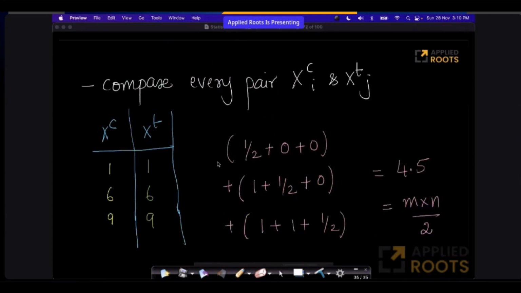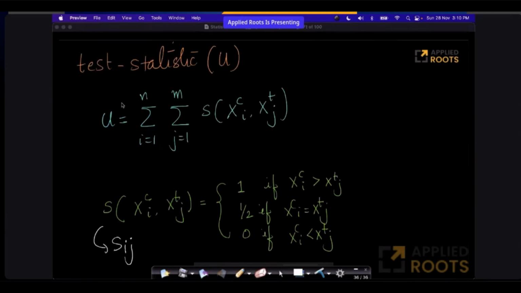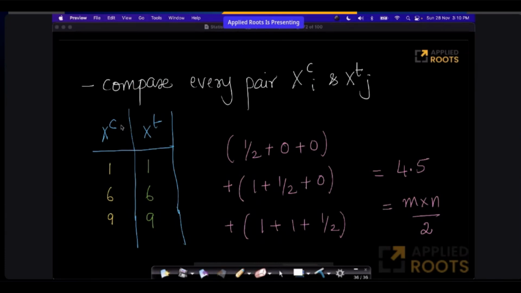Now let's try to get the intuition. So the intuition works as follows. Suppose these are the 3 values that I got from control. These are the 3 values that I got from treatment. Okay, let's compute the statistic. Again, this test is also called Mann-Whitney U because the test statistic is often referred to as U. So let's go step by step. Now let's understand how this test statistic itself works.